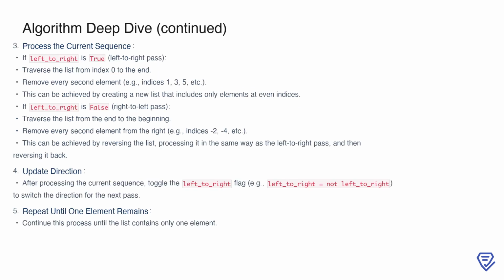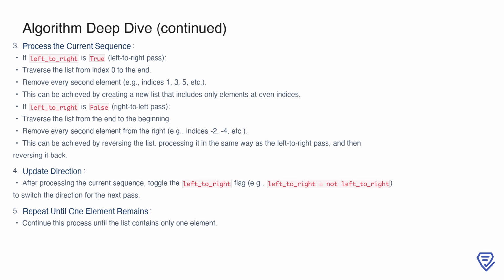The core of the algorithm lies in processing the current sequence based on the direction indicated by the left_to_right flag. For a left-to-right pass, we traverse the sequence starting from index 0 and remove every second element. This can be implemented efficiently by creating a new list that includes only elements at even indices. On the other hand, for a right-to-left pass, we traverse the sequence in reverse order, removing every second element from the right. This is accomplished by reversing the list, applying the same logic as in the left-to-right pass, and then reversing it back to maintain the original order.